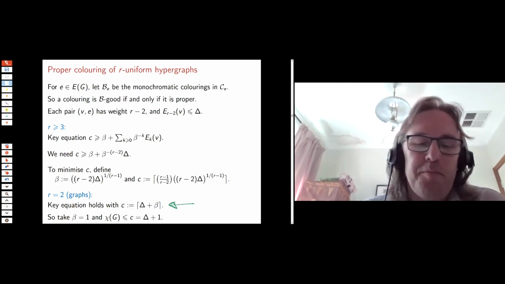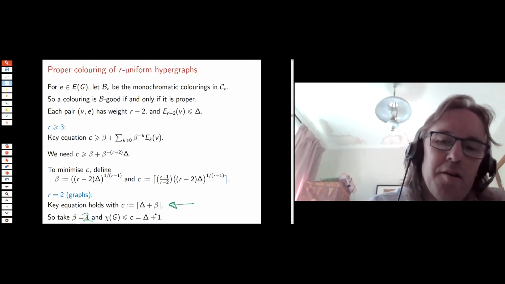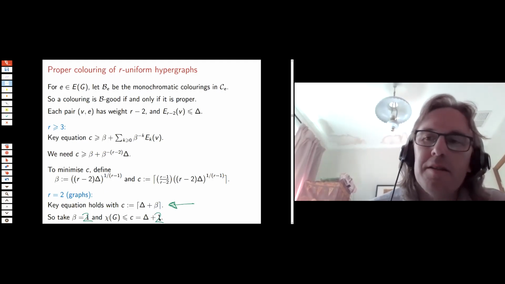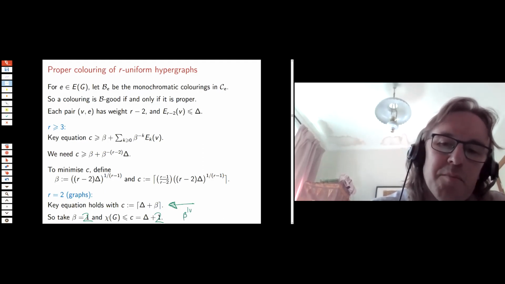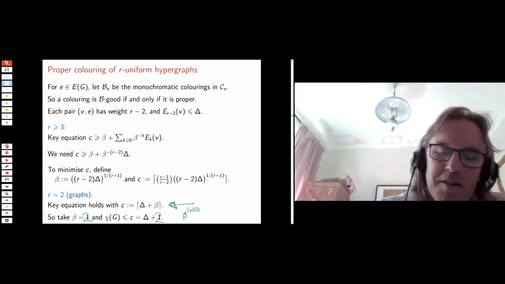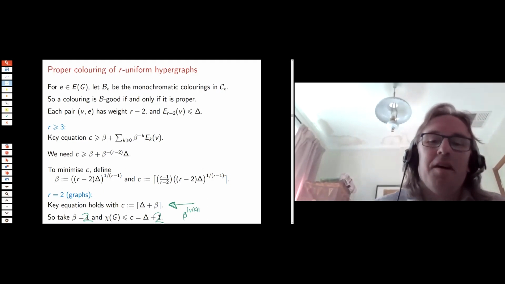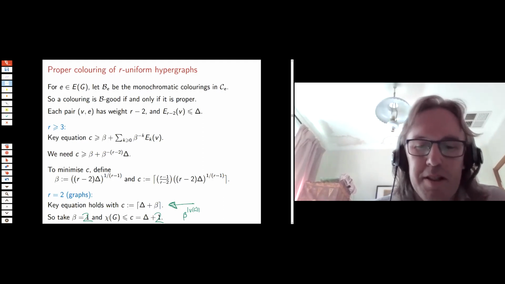And notice that if you change the beta to a 2, then you get delta plus 2 colors, but then you get a bonus that the number of colorings is beta to the number of vertices. So you get exponentially many, beta to the number of vertices, colorings with delta plus 2 colors. So you do get exponentially many, which is again an obvious theorem.